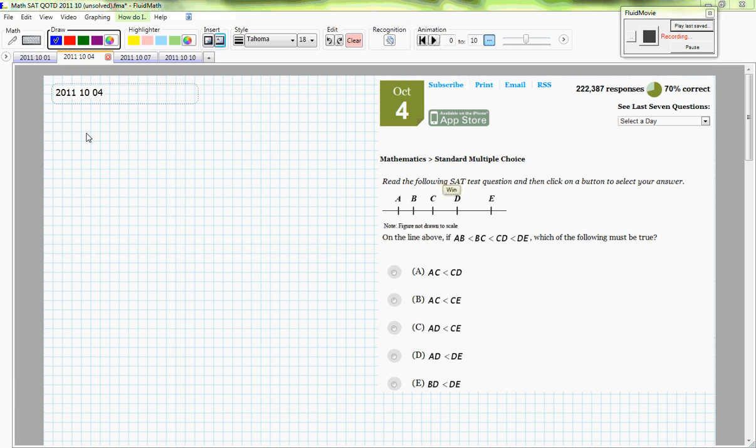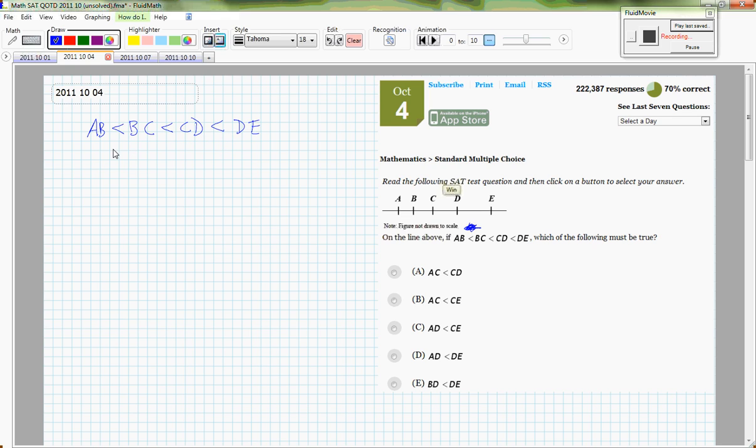This is the October 4th, 2011 Math SAT question of the day. We're given the following relationship between segments, smaller subsegments of a bigger segment of a line. AB is less than BC is less than CD is less than DE. Recall that figure not drawn to scale is an important thing to remember, so you can't always trust these drawings. Also recall that it looks like the segments are getting longer as you go.